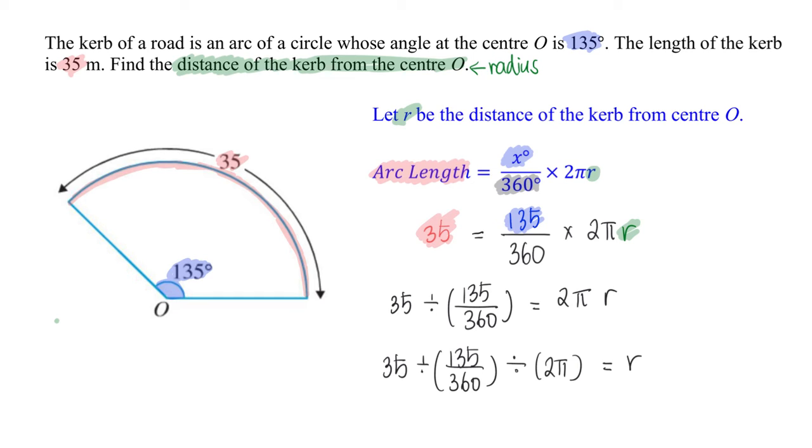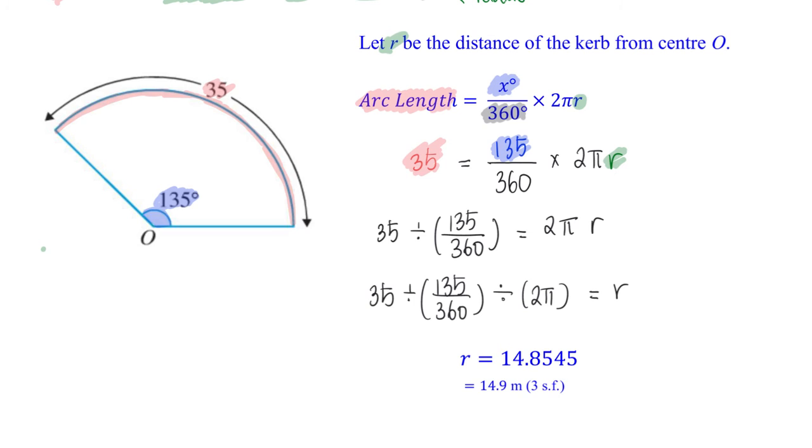And so the radius r will be equal to 14.8545, and finally 14.9 to 3 significant figures. Let me make it bigger. And that will be the answer for this question.